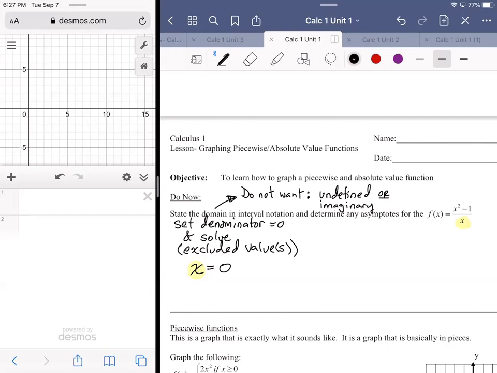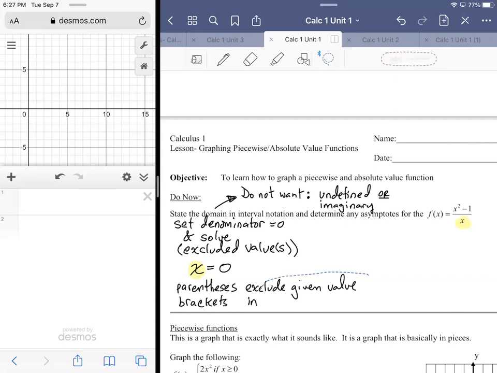All right. So when I think about a domain in interval notation, I wouldn't just say x is not equal to 0. Interval notation is the one with the parentheses and the brackets, if you remember. Parentheses exclude the given value, brackets include the given value. Something else to consider is that parentheses are always the fencing used for infinity. Fencing is just the umbrella word for parentheses, brackets, squiggly brackets, anything like that. We can say fencing because it's fencing in the values.